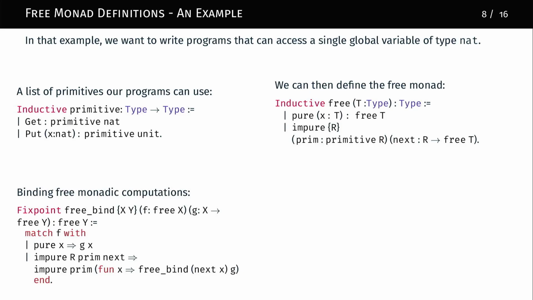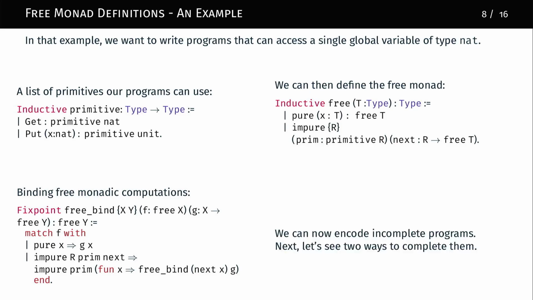so we have some monadic constructors to build complex computations. So this is how we're going to bind two monadic computations together. If I want to do F and then G, if F is pure, I can just give the value to G, and if F is impure, I can recursively bind the continuation of F with G. So this is a really simple way to encode incomplete programs because I did not give any implementations for get and put. And now we're going to see how we can complete it.